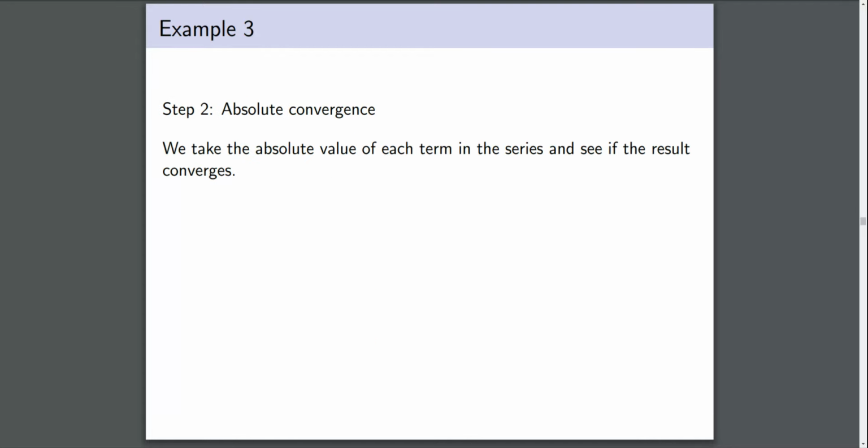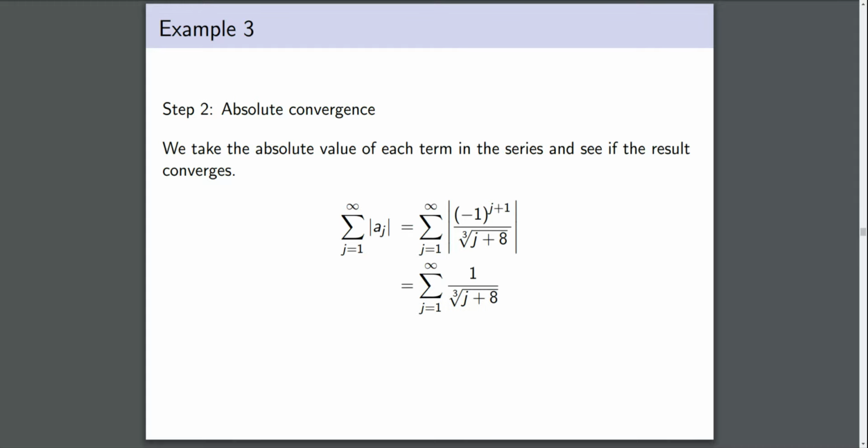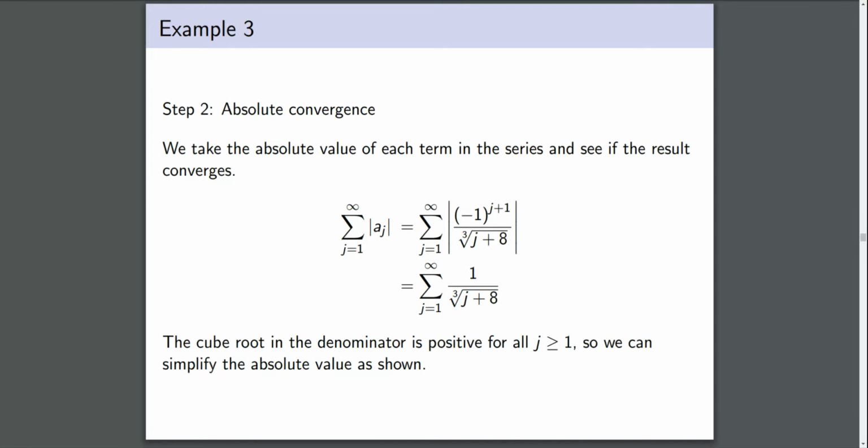So we're going to take the absolute value of each term and see if the resulting series converges. Here's the setup. I took the absolute value of the terms in my original problem, and it simplifies like that. Okay, on top, we know the absolute value of 1 or negative 1 is always 1. And also, if you look at the cube root in the denominator, that's also going to be positive. So we can get rid of the absolute value signs and simplify it as shown.